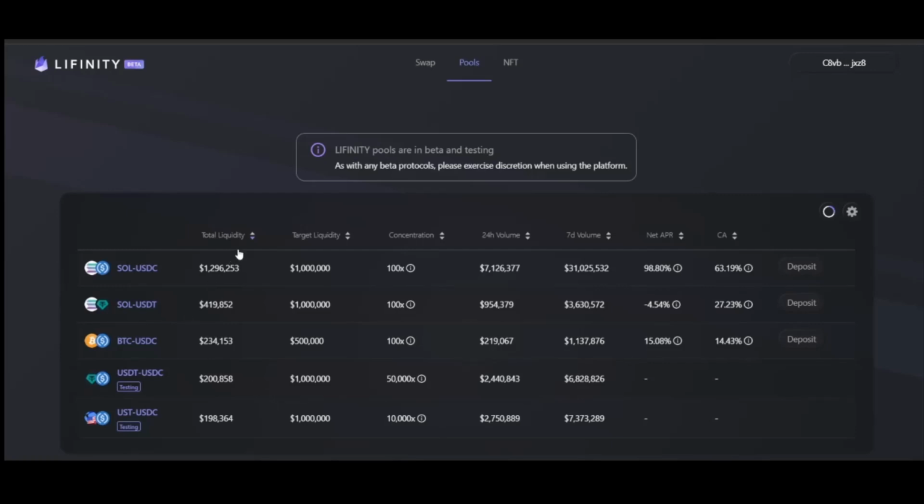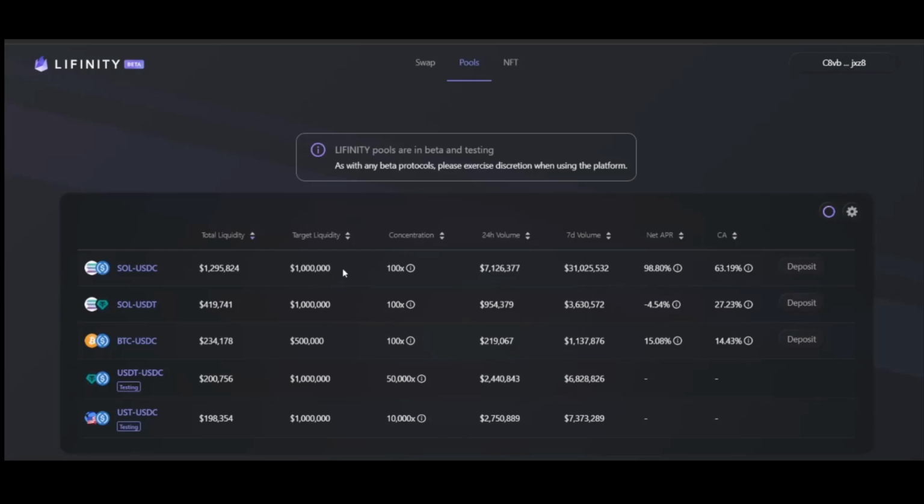All right, in the next column, we have total liquidity. This is pretty straightforward. It's just the total amount of assets that have been deposited in each pool. And next we have a column called target liquidity. This one is unique to Lifinity. The target liquidity is essentially the highest liquidity point where we maximize the amount of trading fees earned per LP token. And if the liquidity goes beyond the target liquidity, that's when we estimate the trading fees per LP token will start to decrease.